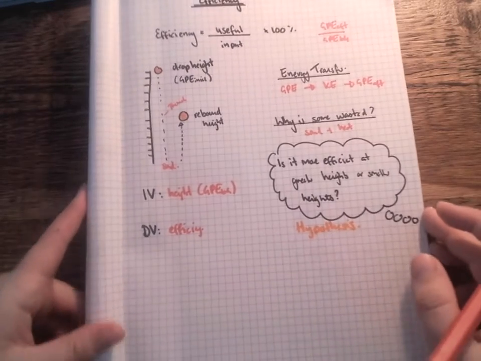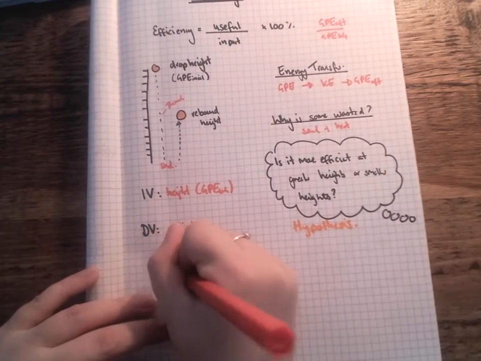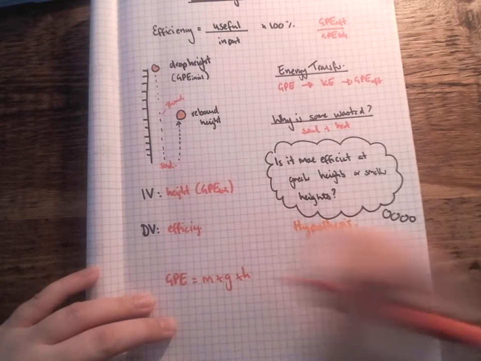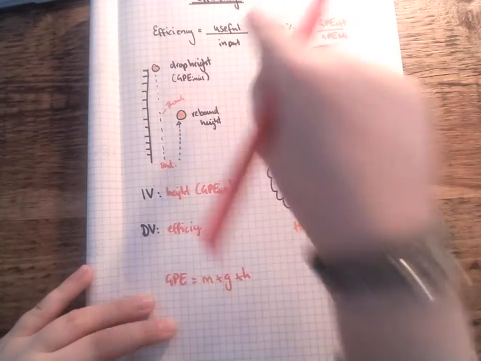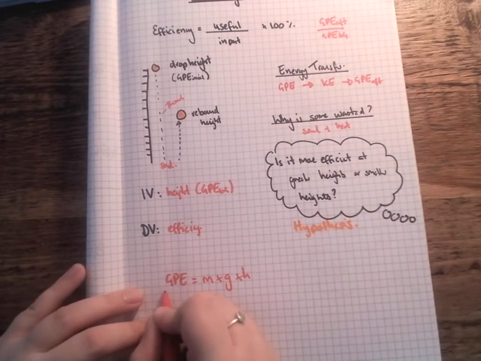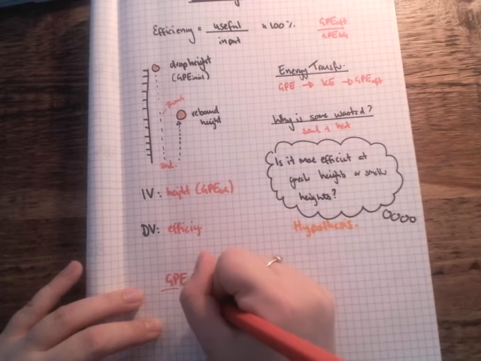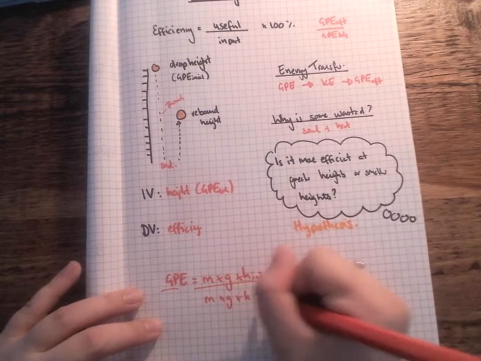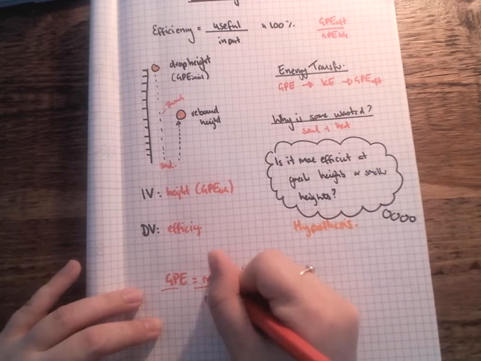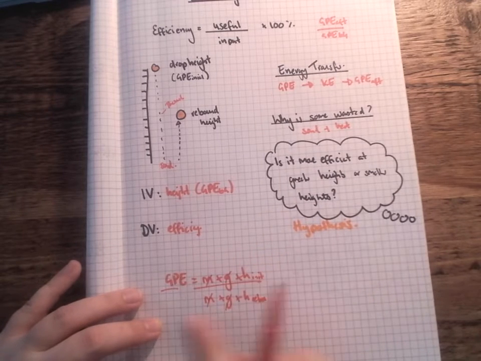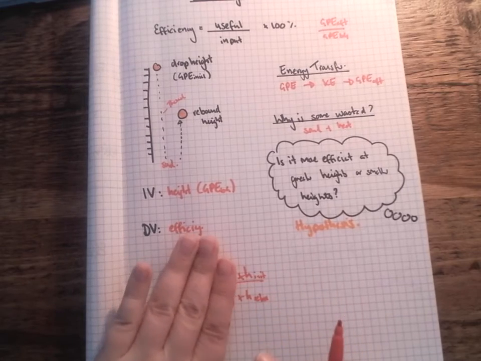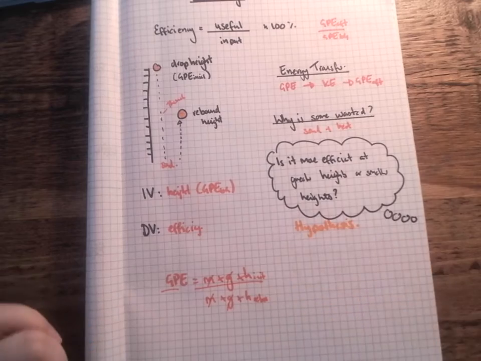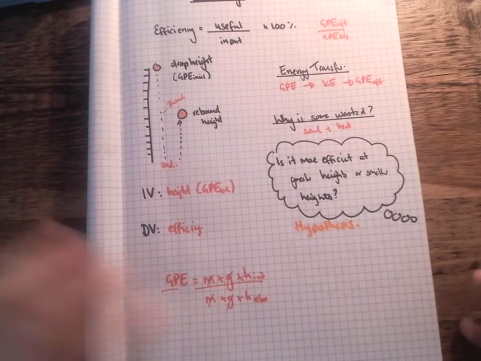The other thing as well is just to remember that GPE is equal to mass times gravity times height. So if we're going to be doing the equation there, GPE after divided by GPE before, m times g times the height of our rebound, over m times g times our initial height. I can actually cancel my m and my g, so I don't need to have those considered in the experiment. I can just do the efficiency calculation like that. Or you could go through and calculate GPE, but you just don't have to do that step.